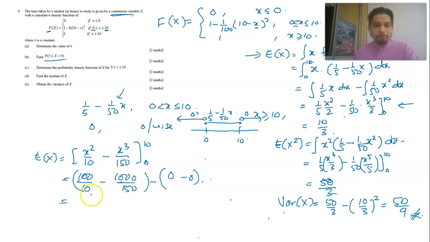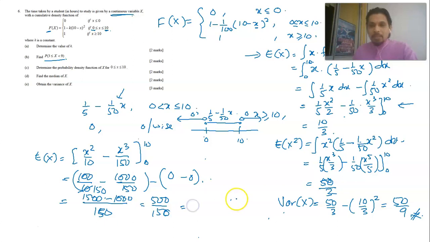So then equalize the denominator. 10 times 15 equal to 150. So 150 here. So 100 times 15, 1500, minus 1000, equal to 500 divided by 150. Then you should get 50 divided by 3. You get it? Okay, you try yourself on this part here now.